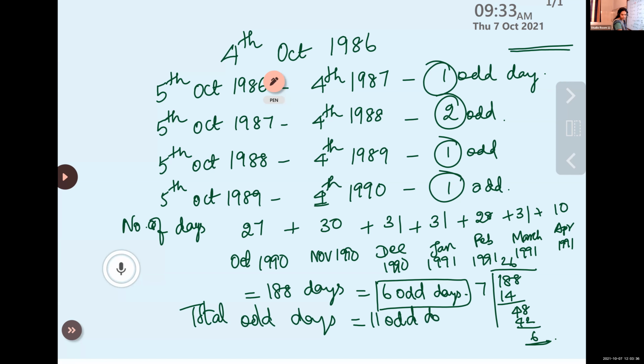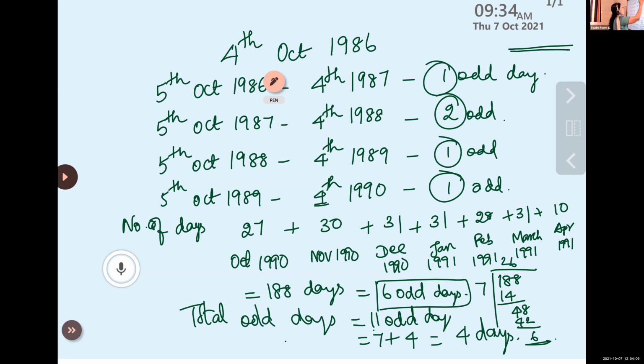11 odd days, if you split this, 7 plus 4, isn't it? 7 days will make a week. So how many days are left out? 7 plus 4, so 1 week is left out, and we get only 4 days left out. Remaining is 4 days. Now it is given 4th October 1986 was Saturday.